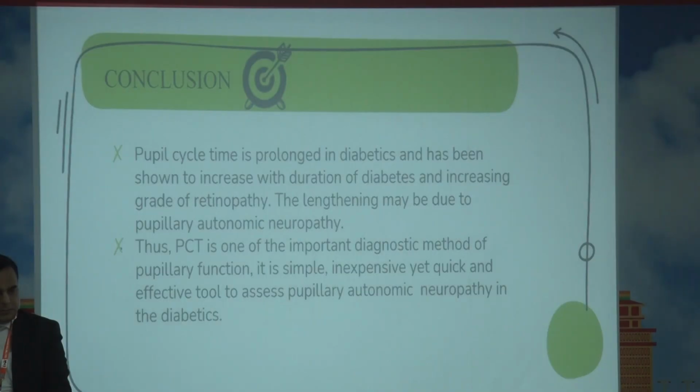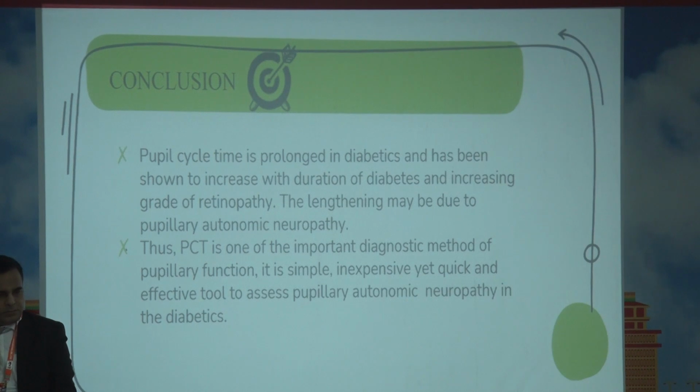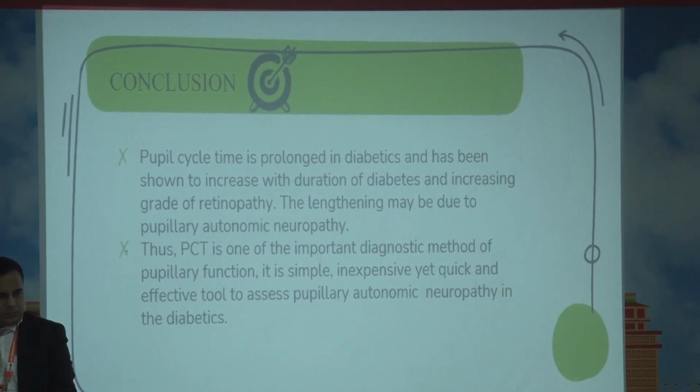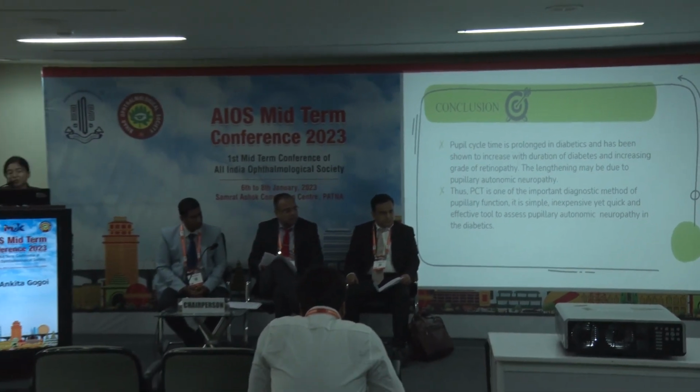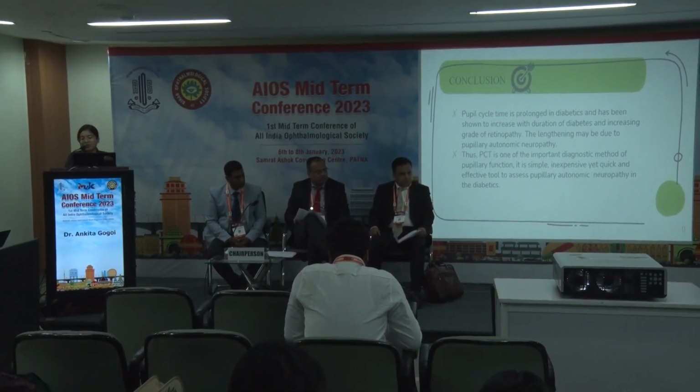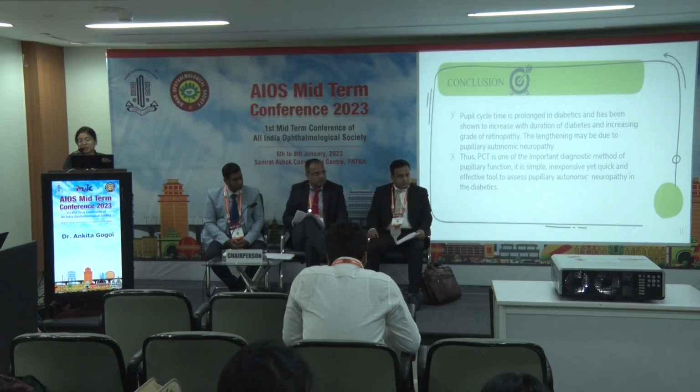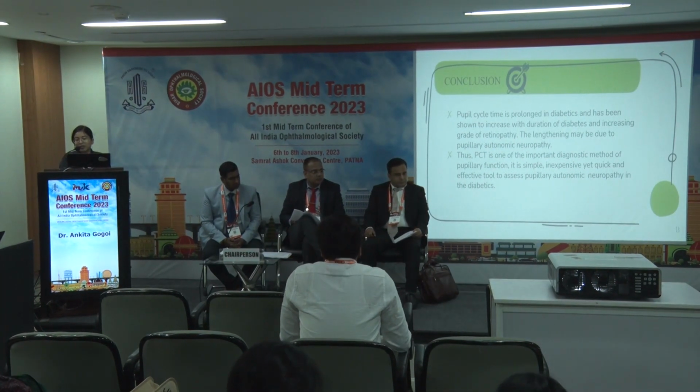So I'm concluding by saying pupil cycle time is prolonged in diabetics and has been shown to increase with duration of diabetes and increasing grade of retinopathy. The lengthening may be due to pupillary autonomic neuropathy. Thus, PCT is one of the important diagnostic methods of pupillary function. It is a simple, inexpensive, yet quick and effective tool to assess the pupillary autonomic neuropathy in diabetics.